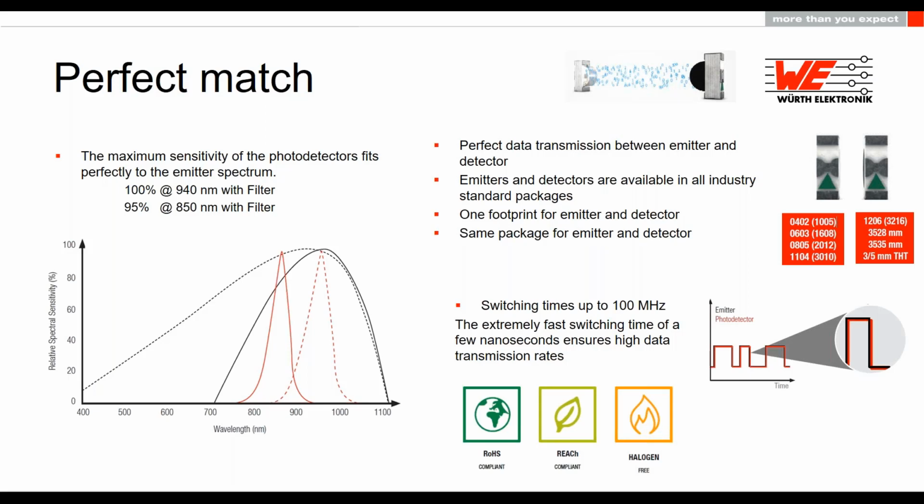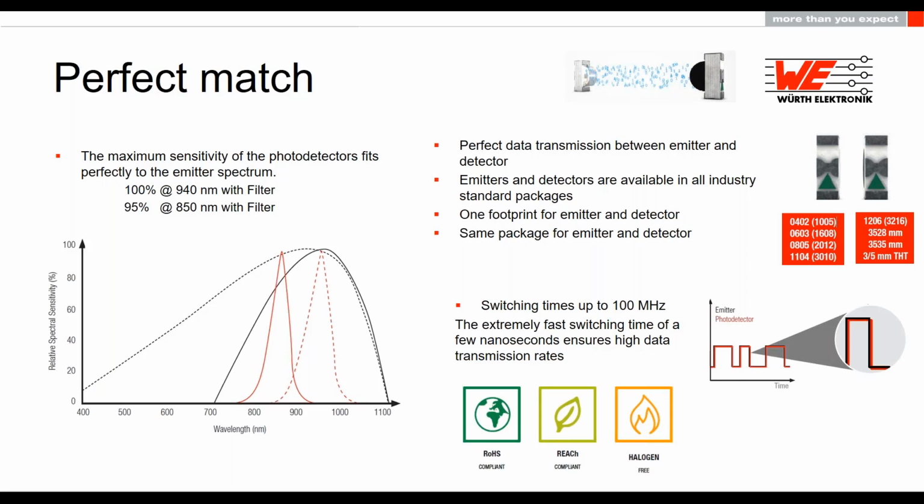This is now how I would define our perfect match. When we have an emitter and a detector, and we need something that is working somewhere that we don't care about the ambient light, then an 850 nanometer emitter can be very well coupled with a detector without a daylight filter. Then we have almost 59% of sensitivity of the photodetector.